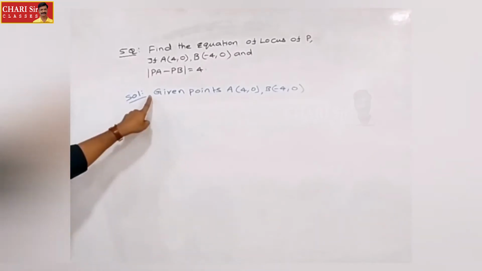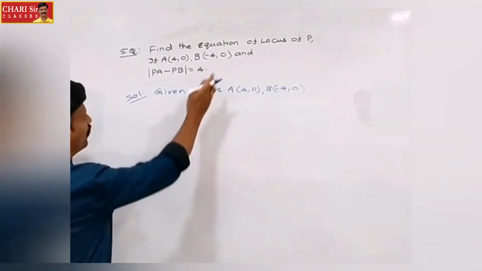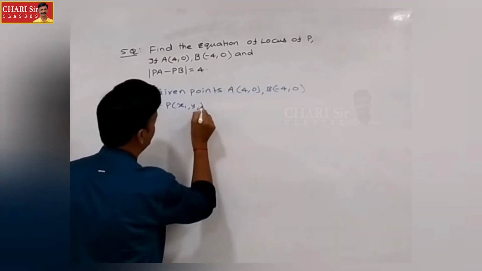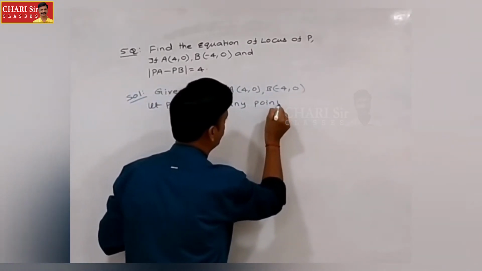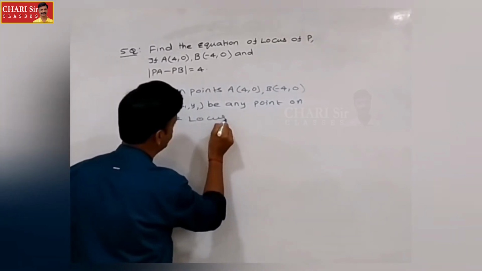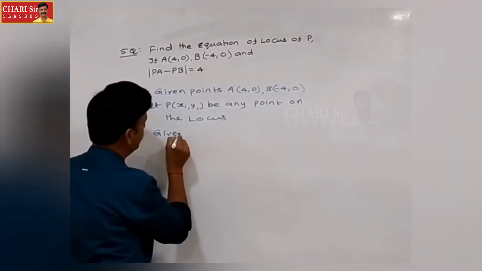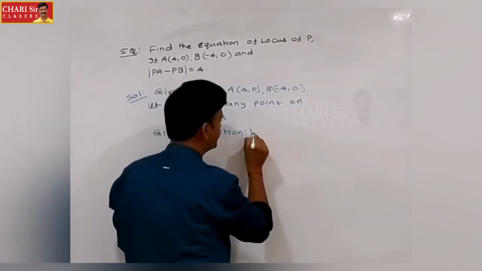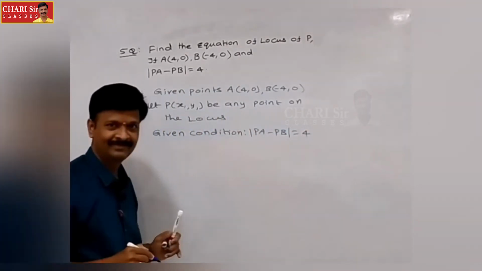Now the given points are A (4, 0), B (-4, 0), and what is P? Let P (x1, y1) be any point on the locus. Now what is the given condition here? The given condition is modulus of PA minus PB is equal to 4.